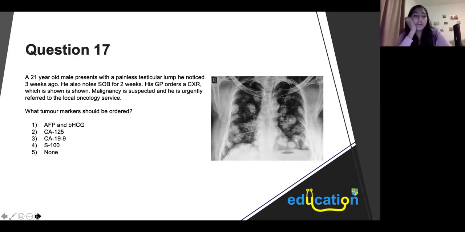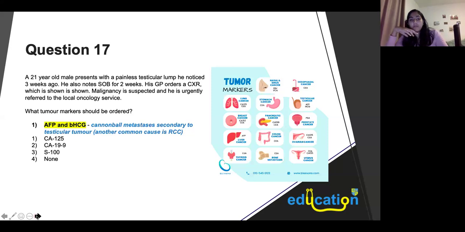Okay, fab. We're getting lots of answers in. The majority of you have gone for option one, which is the answer we've got here, AFP and beta HCG. Something happened with the numbers here, but some of you did go for 5, and I can understand the reasoning behind that. Always be careful about the wording of the question. If this question had said, what tumor markers should be ordered in order to diagnose? Well, tumor markers don't diagnose.